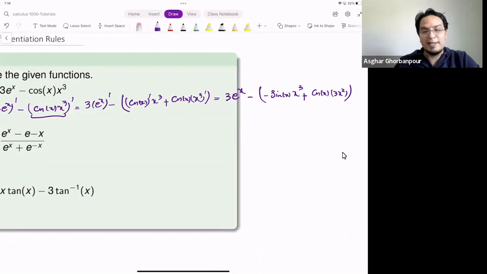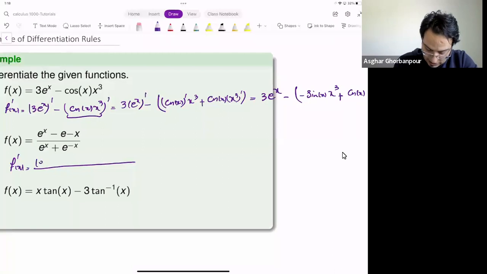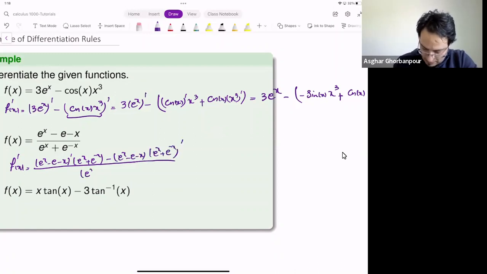Hopefully I didn't make any other algebraic mistakes, but that's how you go. For the second one, this is a quotient. So we have to do the quotient rule: derivative of the numerator times the denominator minus the numerator times the derivative of the denominator, over the denominator to the power 2.